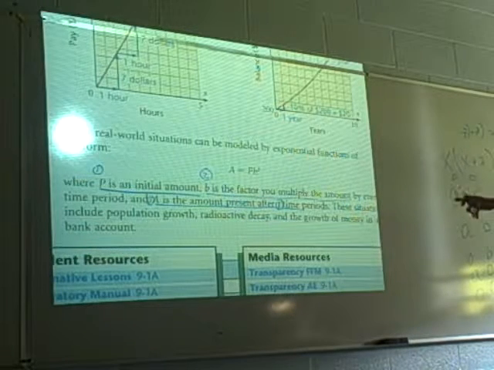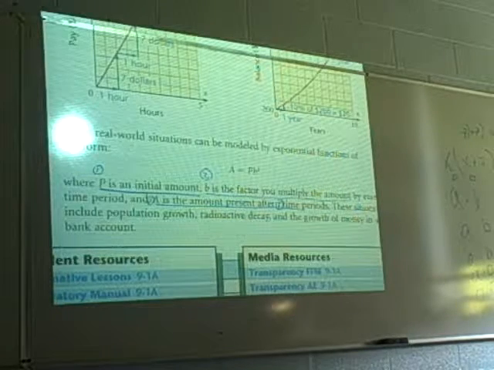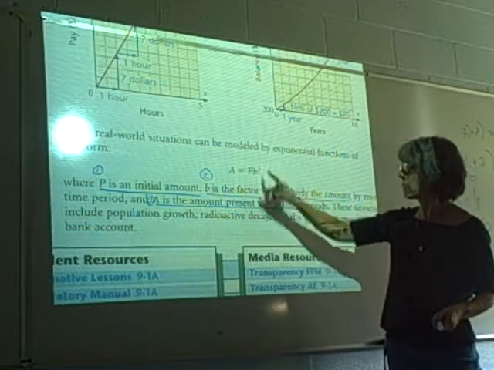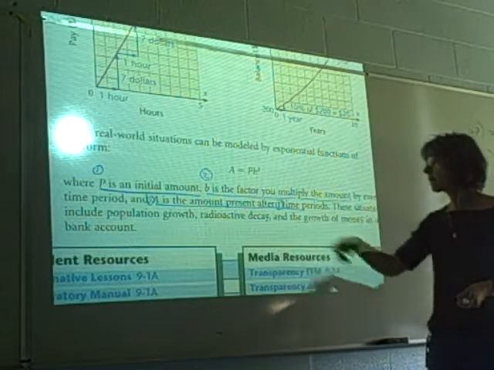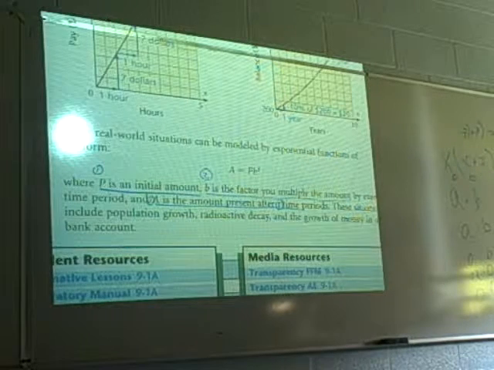Now, these situations include population growth. Something happens initially, and then there's something that happens to it, your base over time. There's radioactive decay, growth of money in a bank account, etc. And we're going to read about one of those.